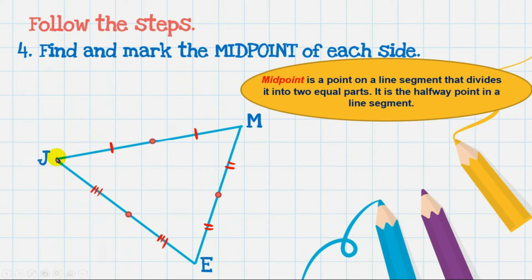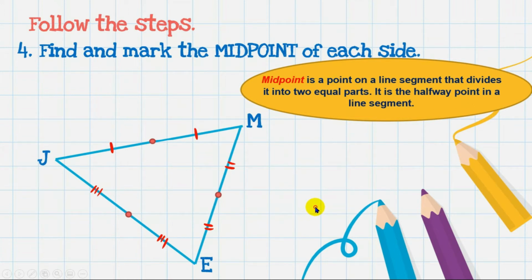And at the same time, ito pong segments na to ay mahahati into 2 congruent portion. So, itong from point J to this midpoint and from point M to this midpoint ay congruent, and same goes with the other sides. Okay? So, find and mark the midpoint of each side. Yung measurement kanina, i-divide nyo by 2 para mahanap si midpoint.